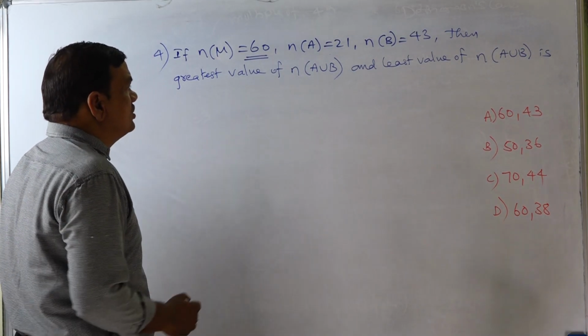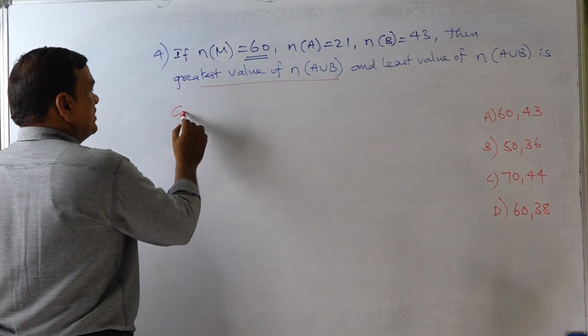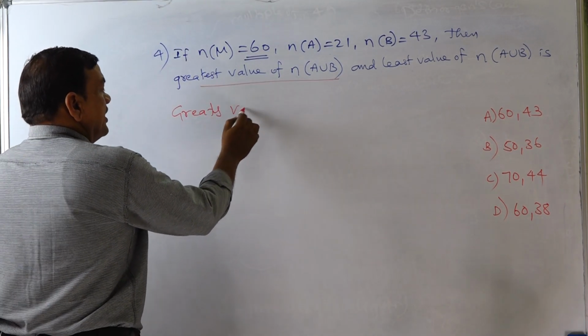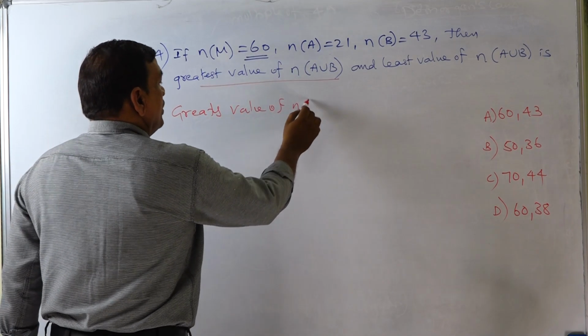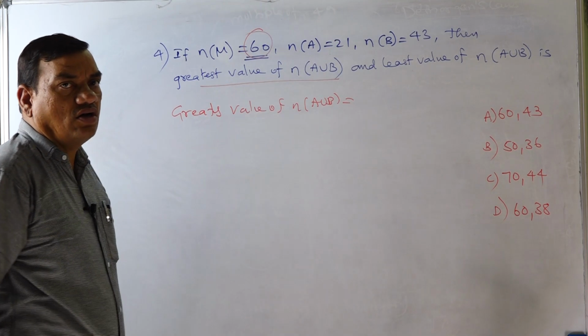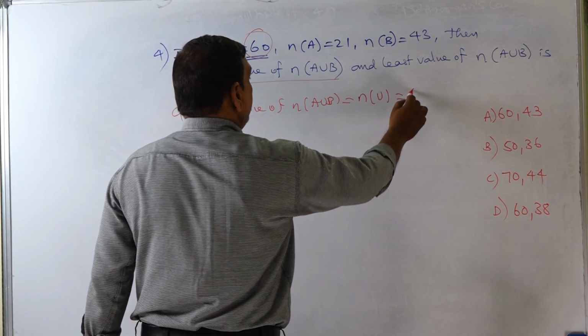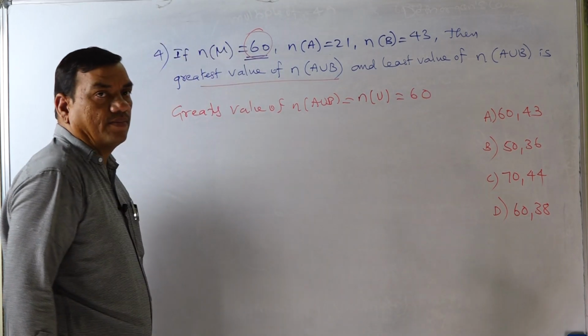So to do this problem, the greatest value of n of A union B is what? It should not cross 60. That is nothing but n of U, which is equal to 60.